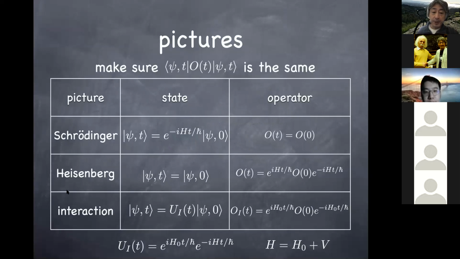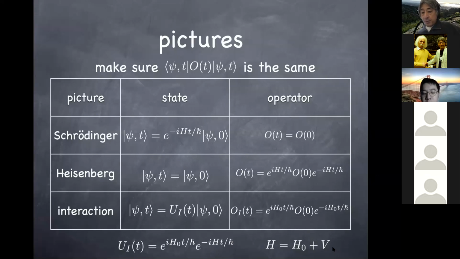And for that purpose, we introduced this new picture called interaction picture. So unlike Schrodinger picture, where operators don't change as a function of time, or Heisenberg picture, where state doesn't transform as a function of time, in an interaction picture, both state and operators transform as a function of time. And for this purpose, we introduced this new time evolution operator called UI, which you can expand in terms of the power series in a perturbation to the system V.